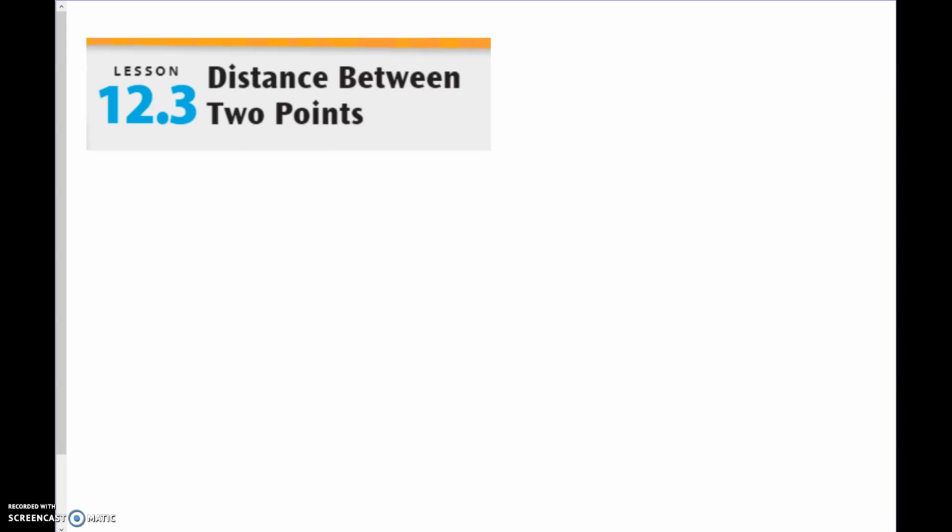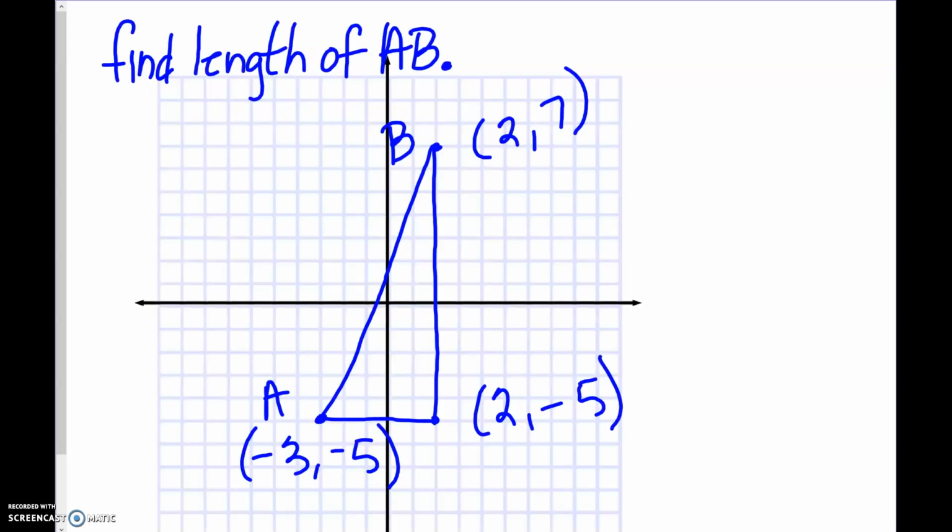So we've been working with the Pythagorean theorem and the converse of the Pythagorean theorem. All right, so we're going to take this one step further and develop a new formula, and it's going to be called the distance formula. So let's look at this problem right here.